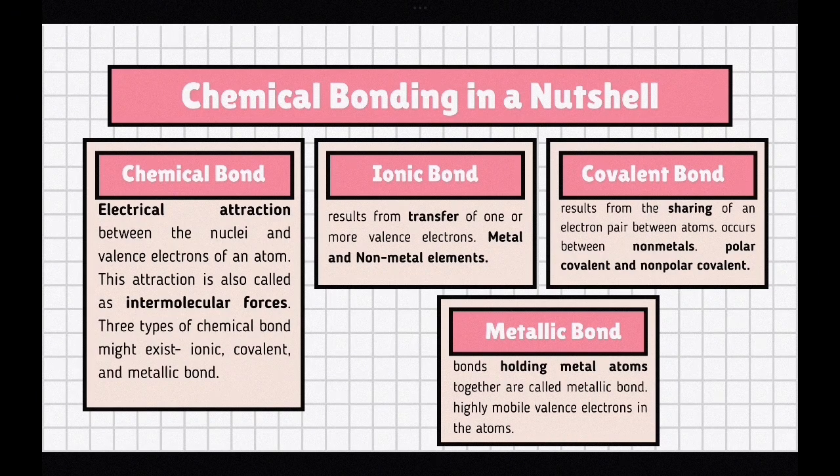Now, you can see here, when you say ionic, in summary, it results from the transfer of one or more valence electrons between metal and non-metal elements. Covalent bond results from sharing between non-metals, and metallic bond is holding metal atoms, which is called metallic bond, and highly mobile valence electrons in the atoms.